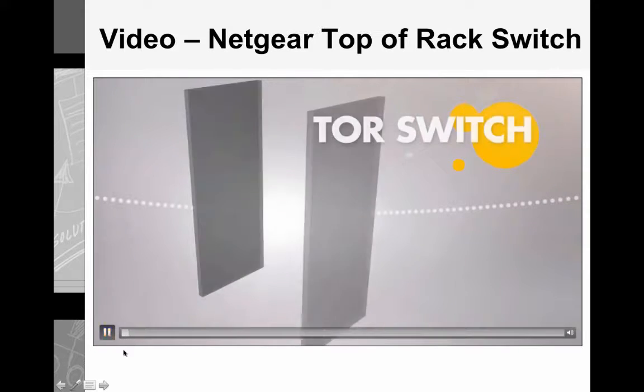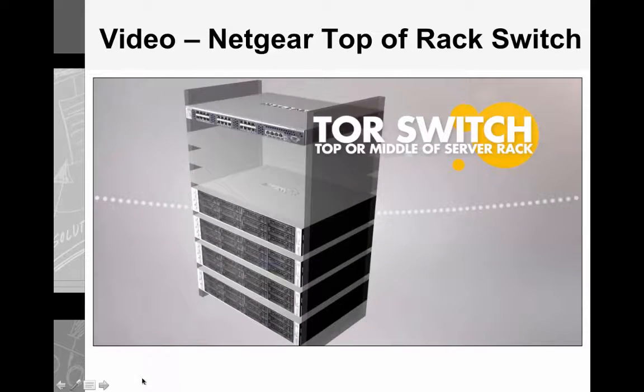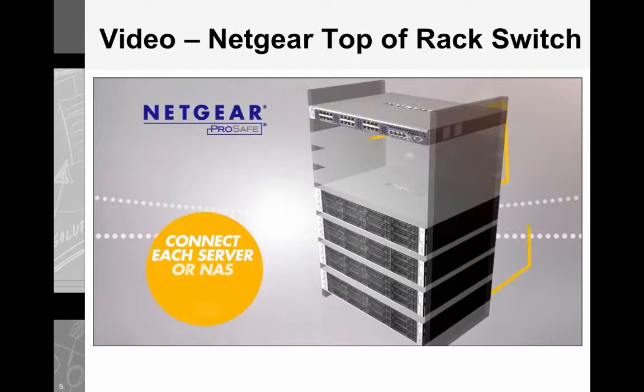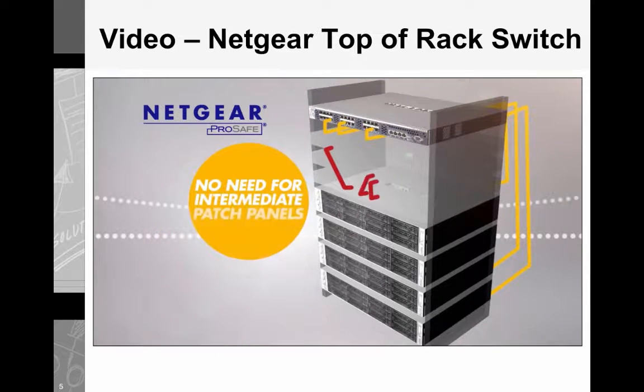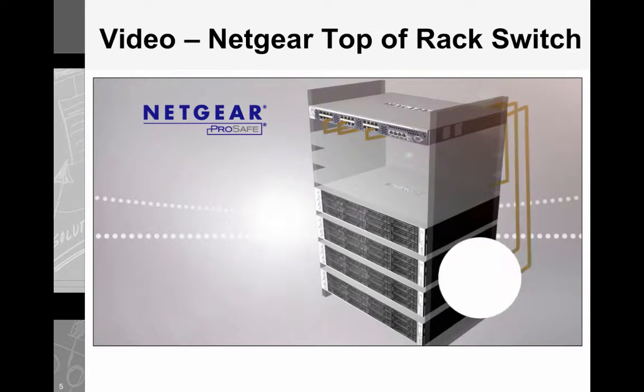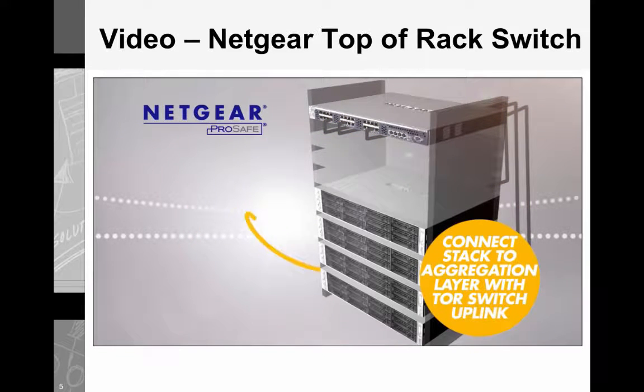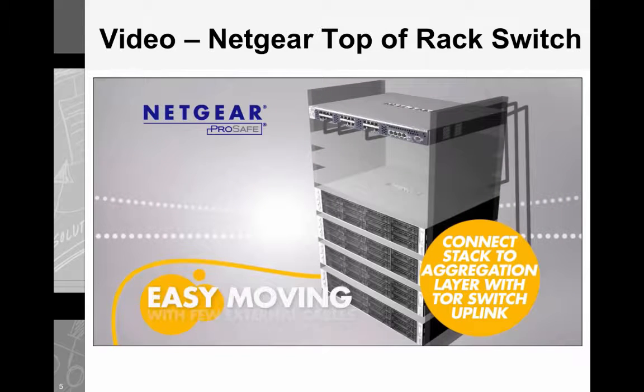A top of rack or TOR switch is a switch that sits at the very top or in the middle of a 19-inch rack in data centers or server rooms. Each server and network storage device can be directly connected to the TOR switch, eliminating the need for intermediate patch panels. The only cabling outside the rack is the TOR switch uplink connection to the aggregation layer, making moving racks easy.